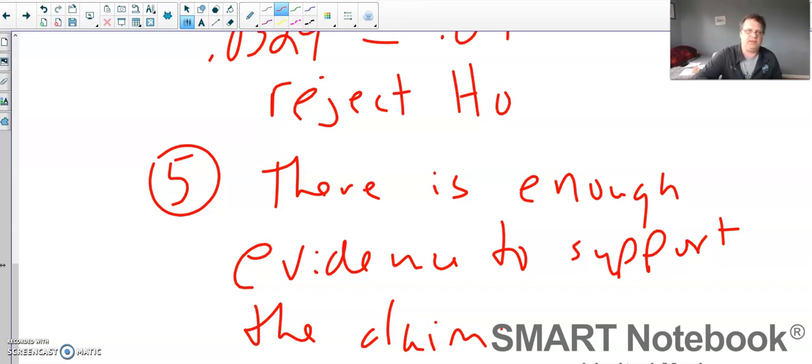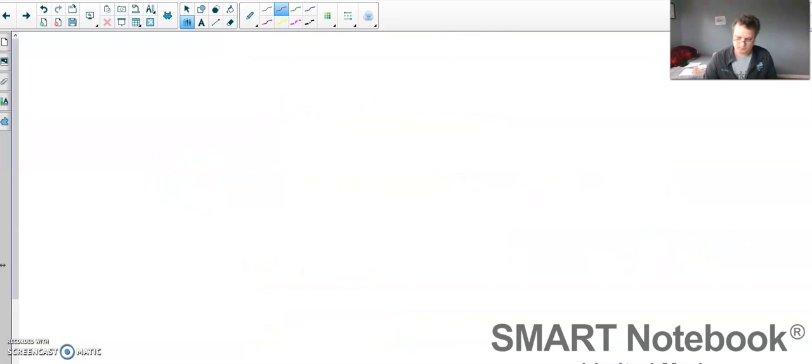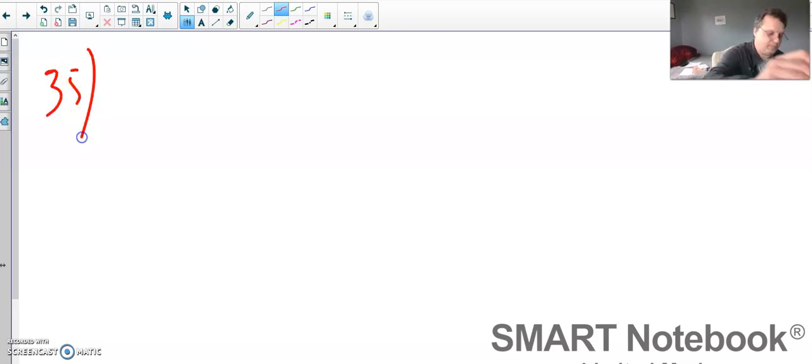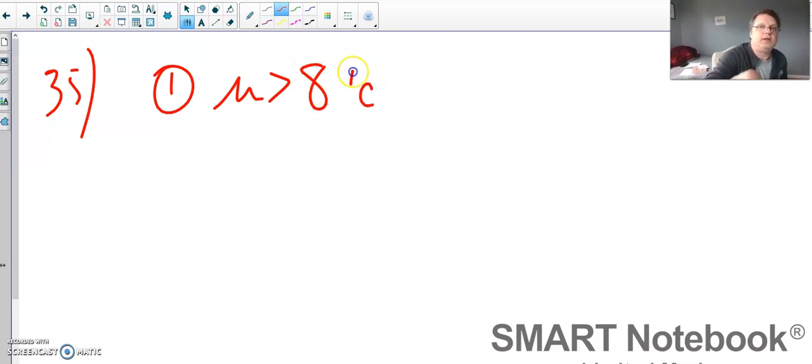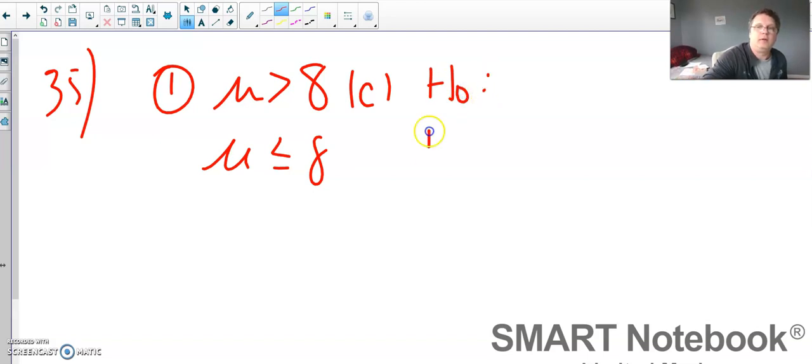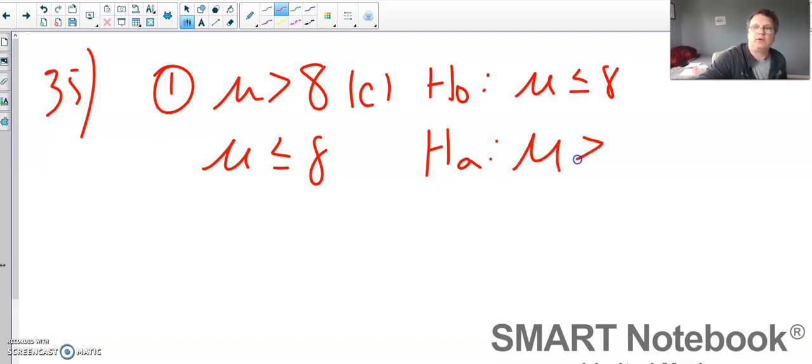So that's it. The next one, number 35, they're talking about tea drinkers, and they're talking about 8 gallons per year. Again, it says more than 8 gallons. So step 1, mu is more than 8. That's your claim. The null and alternate hypothesis: mu is less than or equal to 8, mu is greater than 8.